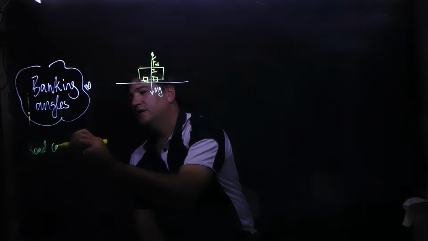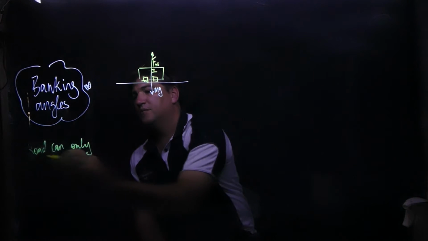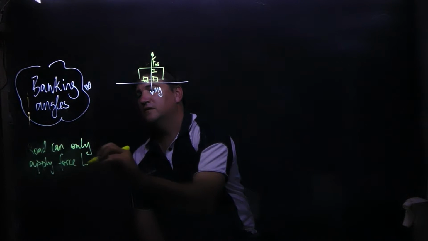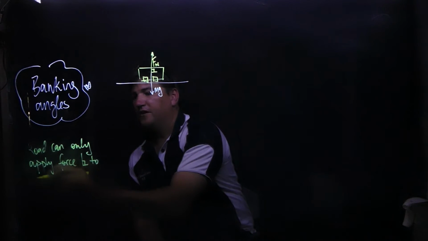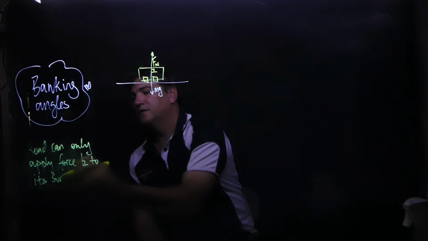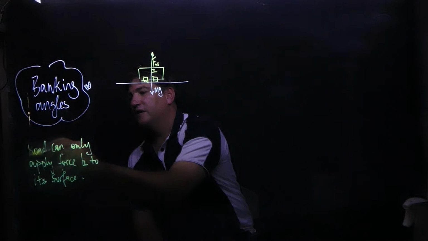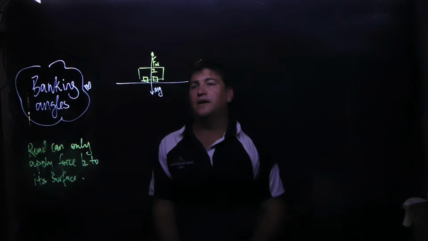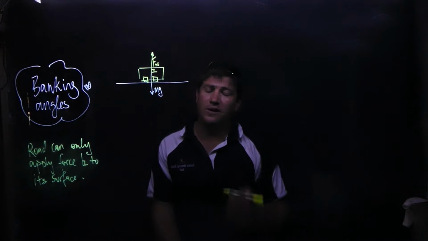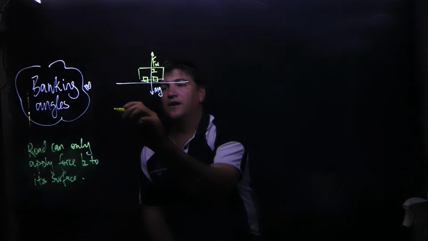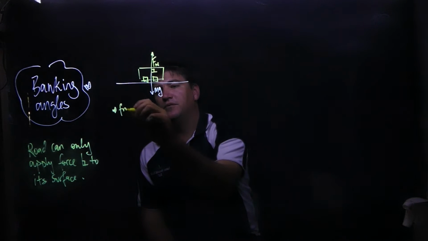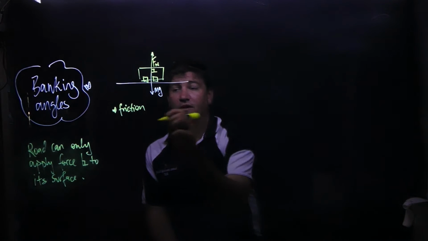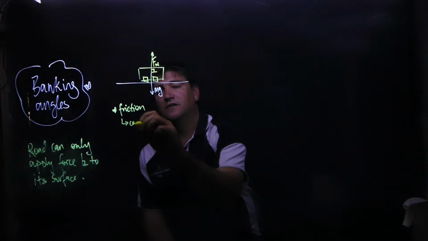The road can only apply a force outwards, or perpendicular to its surface, and that's kind of important to remember. Okay, so here's your car driving along. There's only really one way that you're able to turn a corner, and that is to turn the wheel, and that will introduce some sort of frictional force, and that frictional force provides the centripetal force.